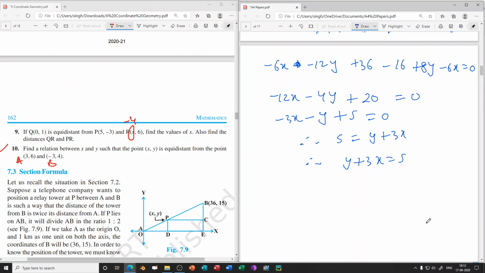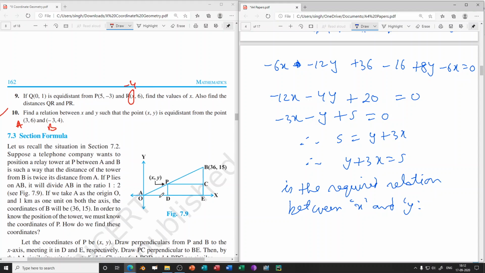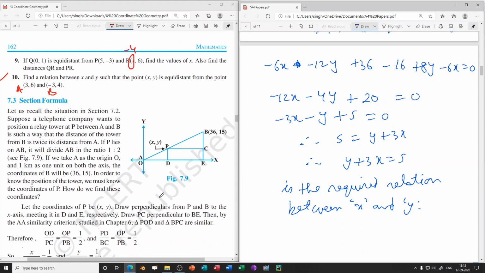So this is the relationship between x and y. So this is the required relation between x and y. So this is how we have completed our exercise 7.1. In the next exercise, we will go for section formula.